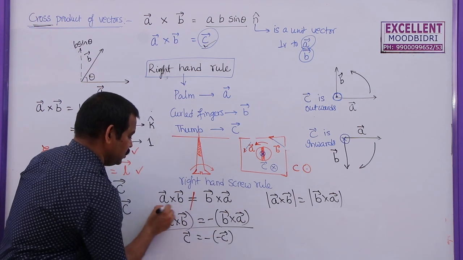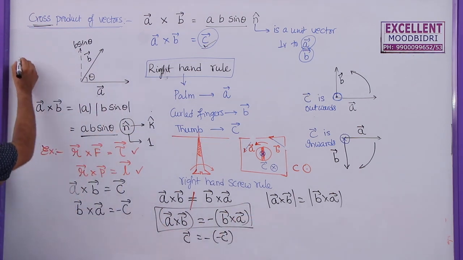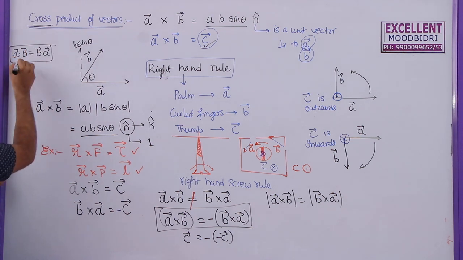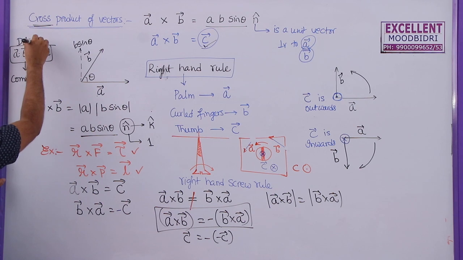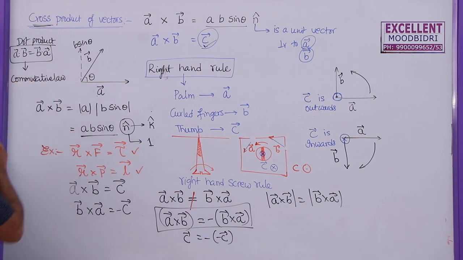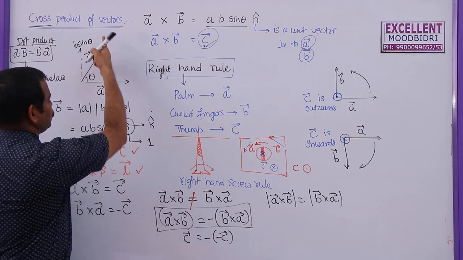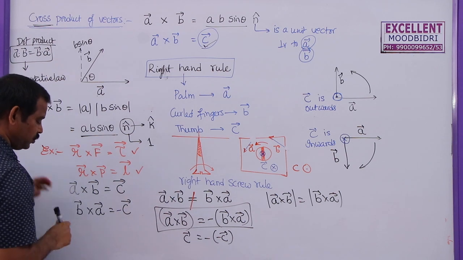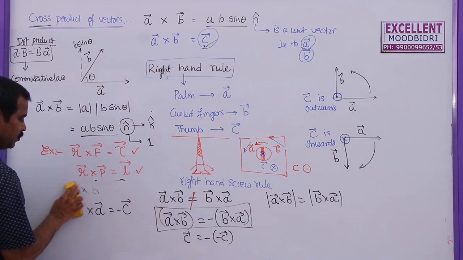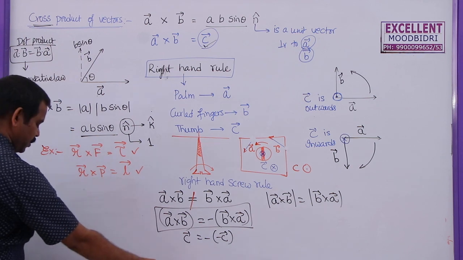That means in dot product, what we did, we wrote A bar dot B bar is equal to B bar dot A bar. So, it obeys the commutative law. The dot product obeys the commutative law, whereas the cross product does not obey the commutative law. That is the final conclusion here, as A bar cross B bar is not equal to B bar cross A bar, what we can write?